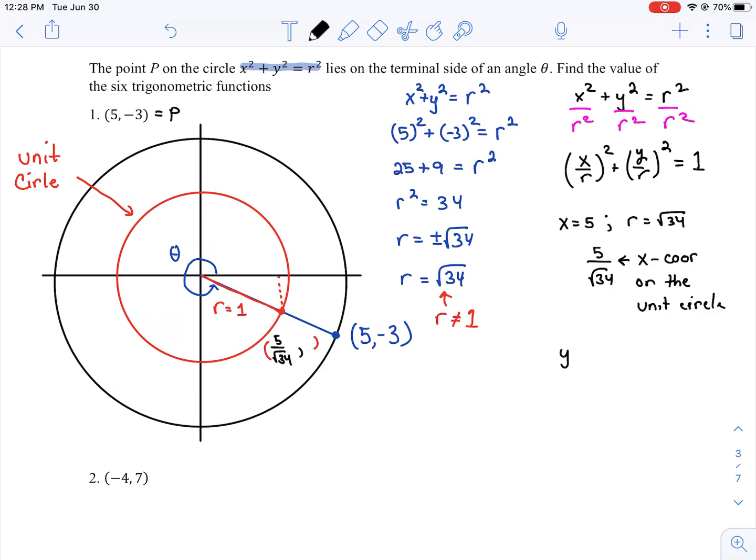Next, we have y is equal to -3. We have a radius of the square root of 34. So I can build the coordinate -3 divided by the square root of 34. And this will be the y-coordinate on the unit circle.